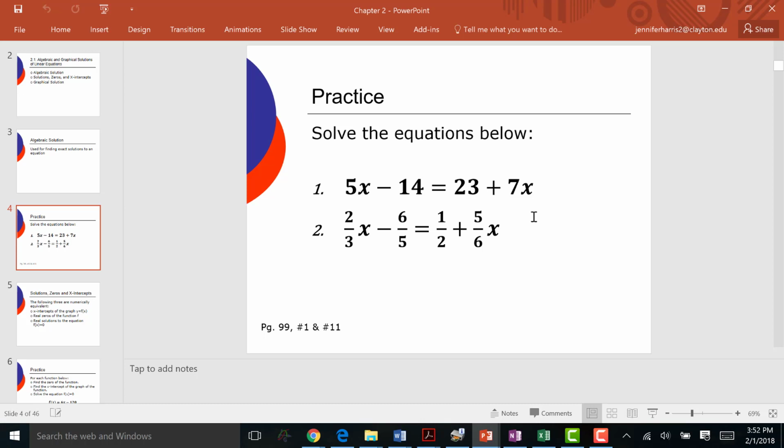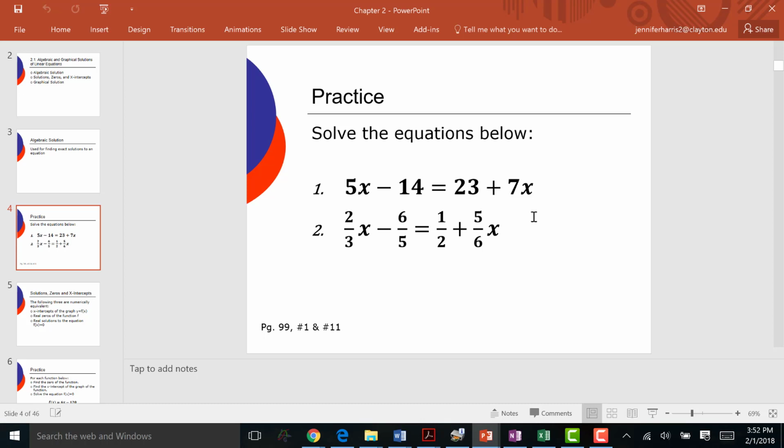What should I do to both sides? I've got negative 2x equals 37. Divide both sides by negative 2. So here we go. The negative 2's now cancel, and I have x is equal to negative 37 over 2.